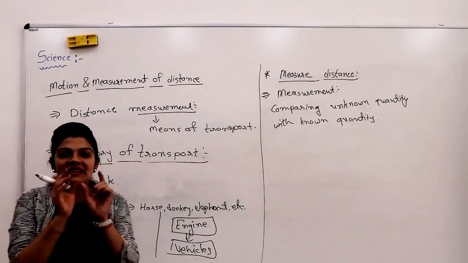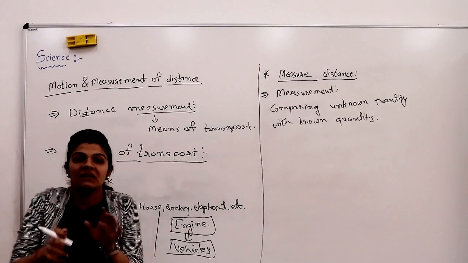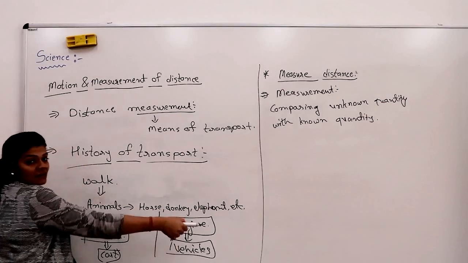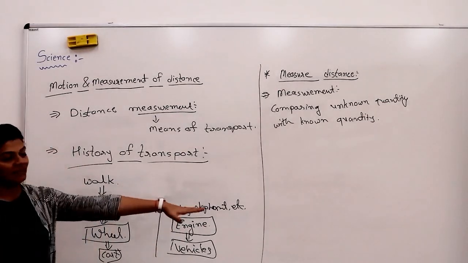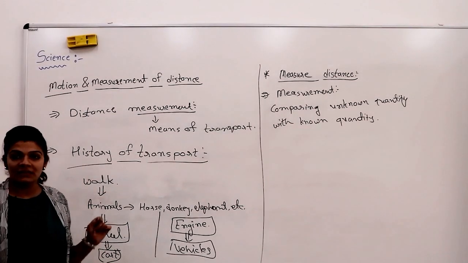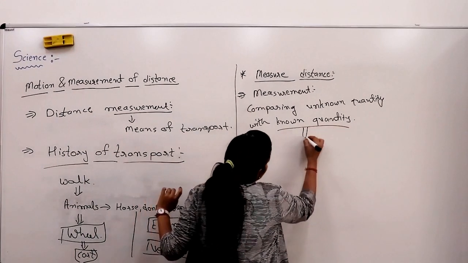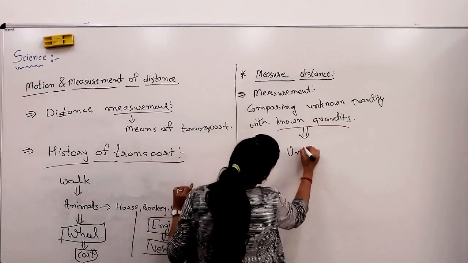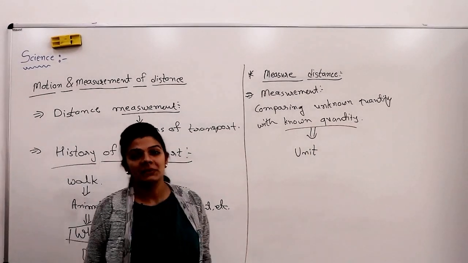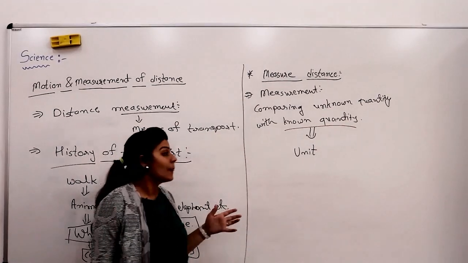If I have a scale, I know that this scale has 15 centimeters, then I will compare the length of this board with that scale. I am comparing unknown length with the known length. So I am measuring the length. But what is that known quantity known as? This known quantity is known as the unit of measurement. Different quantities will have different units.